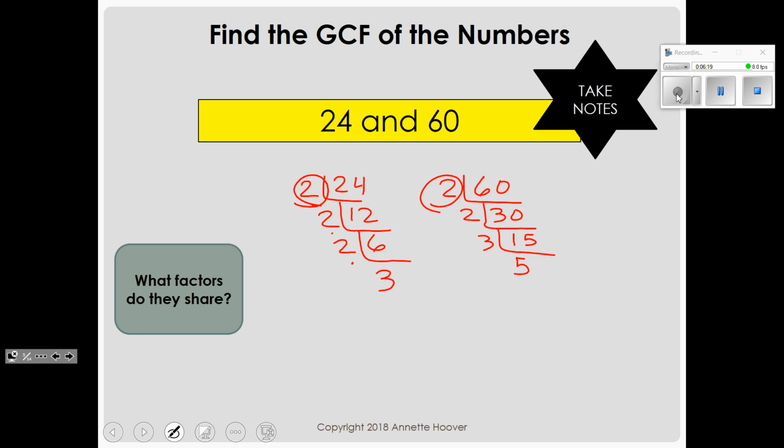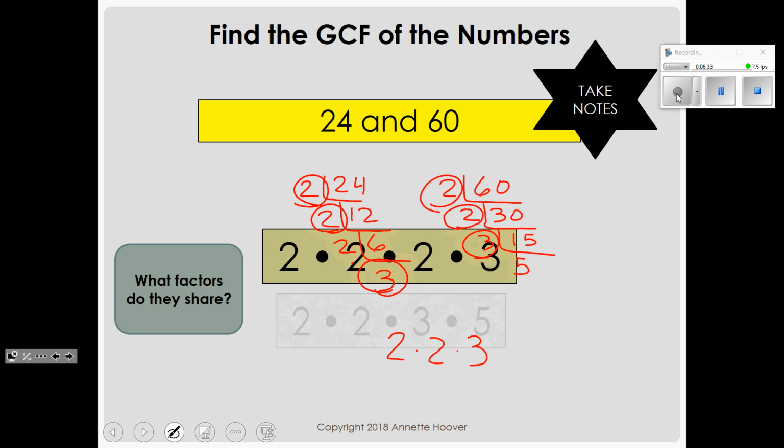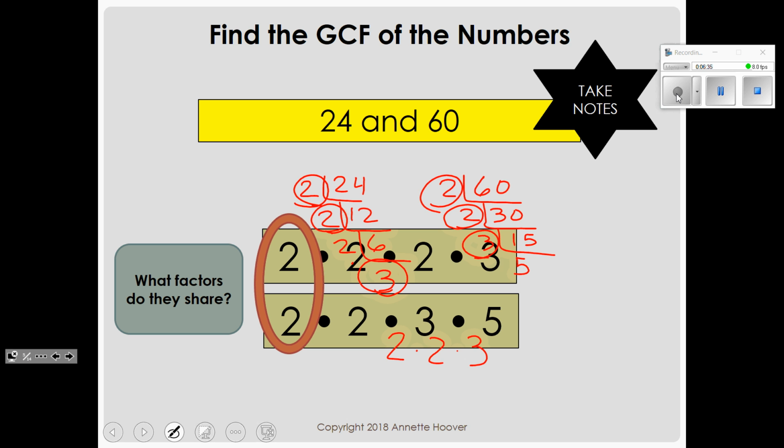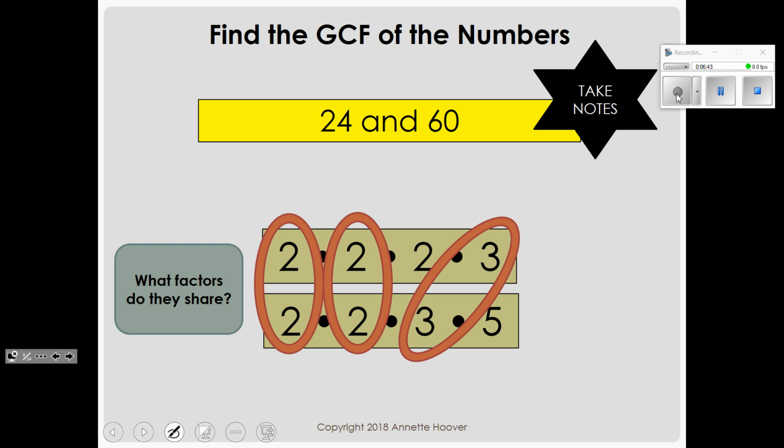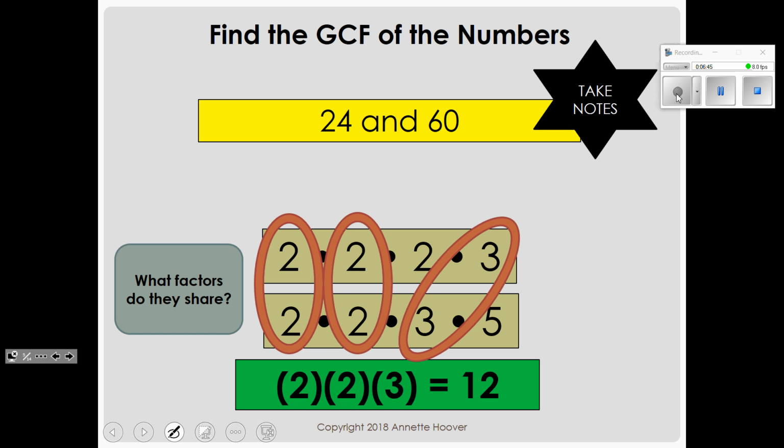They share a 2, so I write it down. They share another 2, so I write it down. They share a 3, so I write it down, and I'm going to multiply all of the factors that they share. 2 times 2 times 3 happens to be... I have these written horizontally instead of vertically, but again, it shows you that they share a 2 and a 2 and a 3, and so the greatest common factor for 24 and 60 is 12.